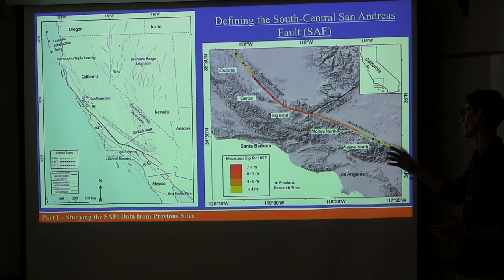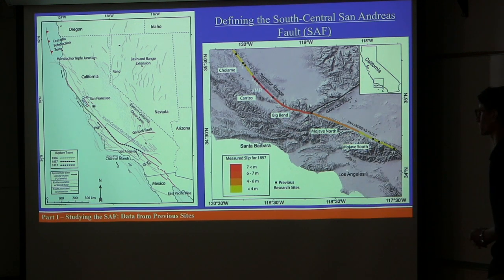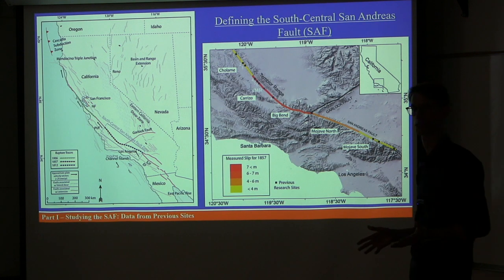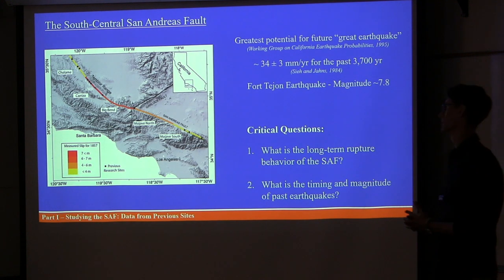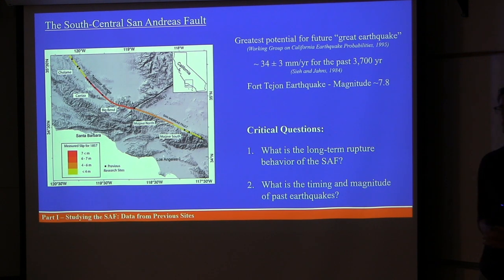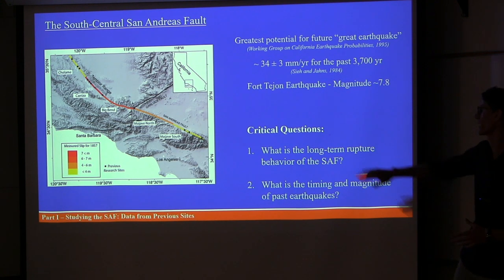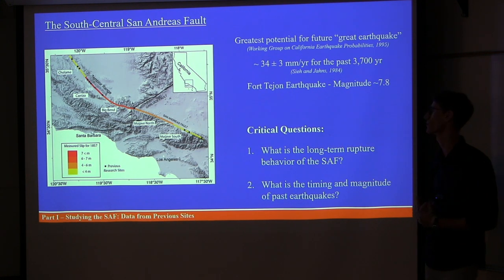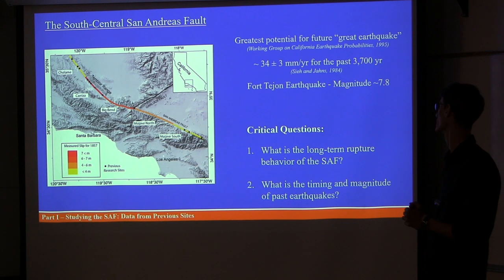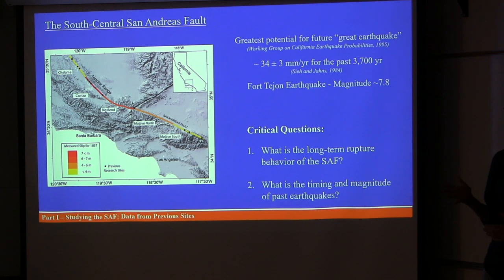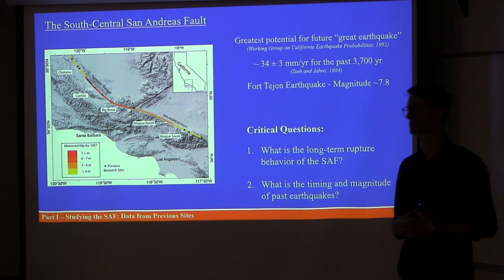It's broken up into several blocks. You've got the Mojave block, Big Bend block, Carrizo block, and Cholame. And this is the part of the San Andreas Fault we're looking at specifically. A little bit about the San Andreas Fault. Obviously, it's a pretty big potential hazard as far as earthquakes go. The Fort Tejon earthquake that defines the length of this part of the fault was a 7.8, occurring in 1857. And you've got a slip rate of 34 plus or minus 3 millimeters per year for the past 3,700 years. So this is an assumed constant slip rate.